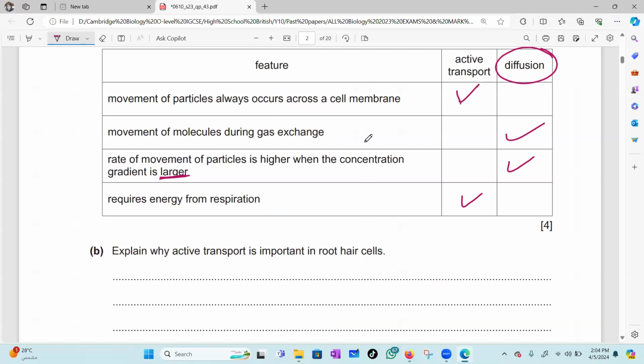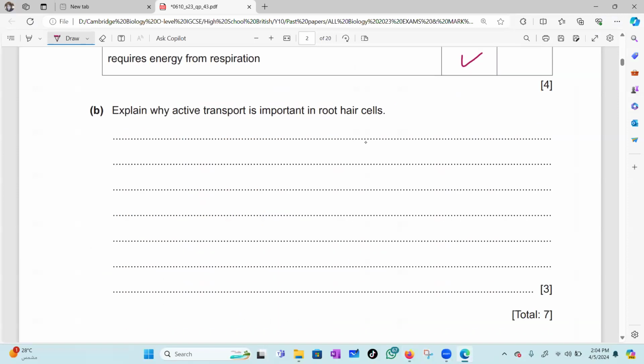Okay, explain why active transport is important in root hair cells. Again, this is important. This is an easy question, I mean. Why is active transport important in root hair cells? And I have 3 marks. What will you say? Because it absorbs minerals from the soil, from low to high concentration. Correct. So the minerals are in low concentration in the soil or in the root hair cell itself.